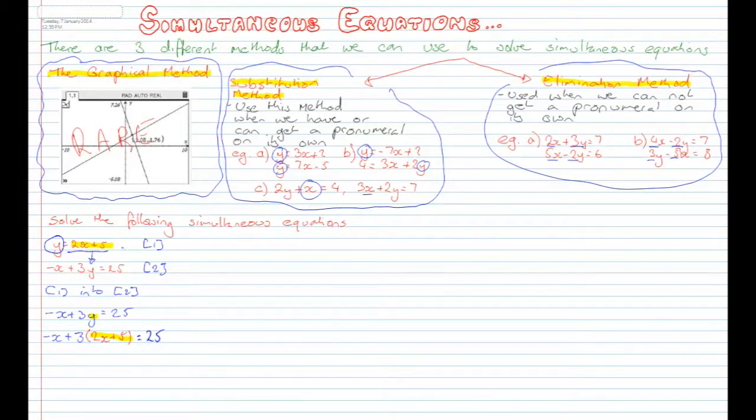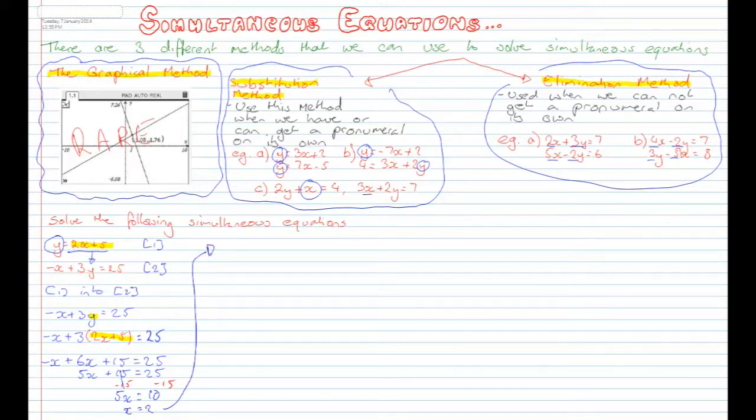Now what we need to do is expand, so you get negative x plus 3 times 2x is 6x, plus 3 times 5 is 15, equals 25. Now what I need to do is combine the x's, so negative x plus 6x is equal to 5x, plus 15 is equal to 25. Rearrange to get x on its own now, so I'm going to subtract 15 from both sides, and this gets me 5x when these two 15s cancel out is equal to 10, and therefore when you divide both sides by 5 you get x is equal to 2.